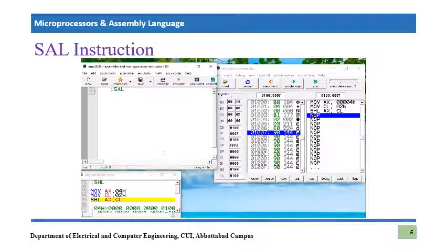Okay, in this slide we are going to deal with shift arithmetic left. Here we need to know the difference between shifting arithmetically and shifting logically. When we discuss shifting logically, we are dealing with unsigned numbers, and when we deal with arithmetic shifting, we are applying the operation on signed numbers. So this time we are going to move a signed number.